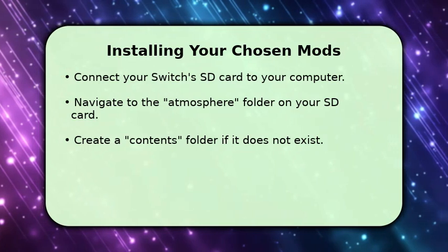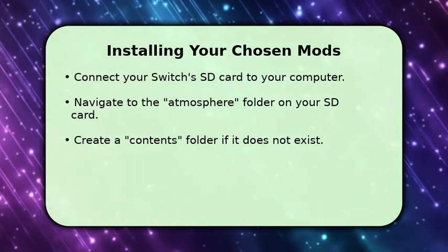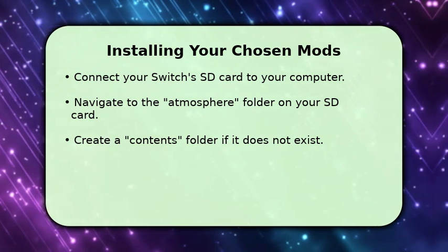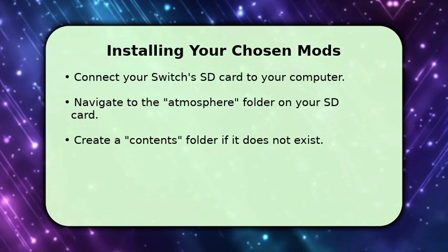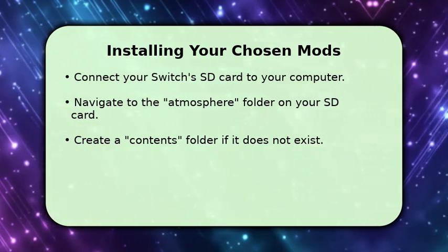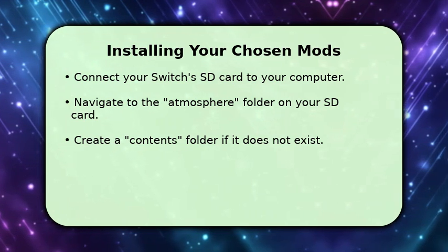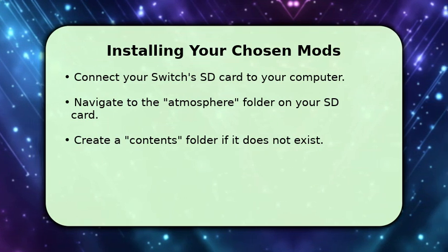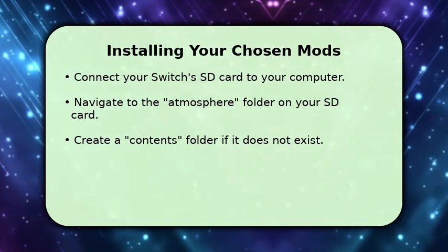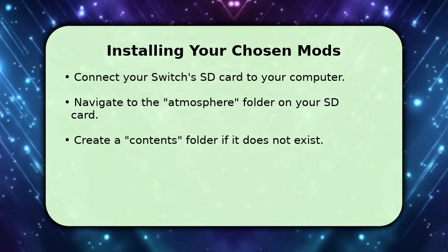With your mod files extracted, it's time to transfer them to your Switch's SD card. Carefully connect your SD card to your computer. On the SD card, locate the Atmosphere folder. Inside Atmosphere, you'll need to find or create a folder named Contents. Within Contents, create a new subfolder using Super Mario Odyssey's unique game identification number. Finally, place your extracted mod files directly into this specific game ID folder.